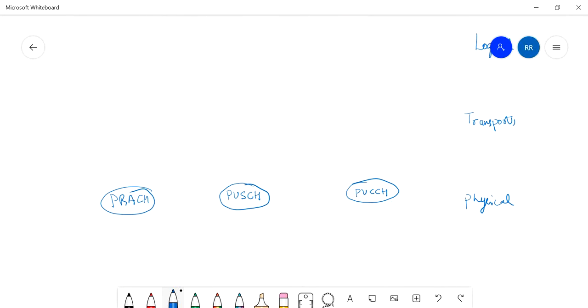Now, the transport channel of uplink is ULSCH, like it was in downlink DLSCH. So it is uplink shared channel. Okay, this is physical uplink shared channel, this is physical uplink control channel, right? This is physical RACH, means random access channel.